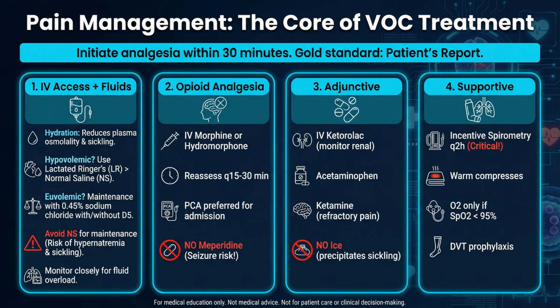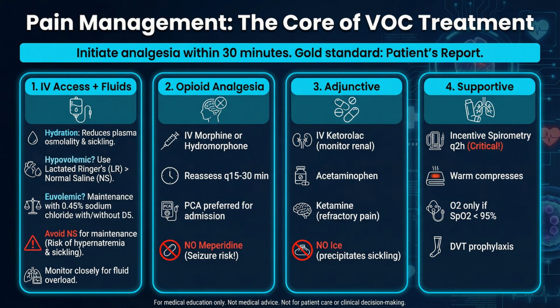First, establish intravenous access and start fluids. Hydration is key to reducing plasma osmolality and sickling. If the patient is hypovolemic, lactated Ringer's is preferred over normal saline. If they are euvolemic, we use hypotonic maintenance fluids, specifically 0.45% sodium chloride, with or without D5. We actively avoid normal saline for maintenance, as it can lead to hypernatremia and worsen sickling. And always monitor closely to avoid fluid overload.